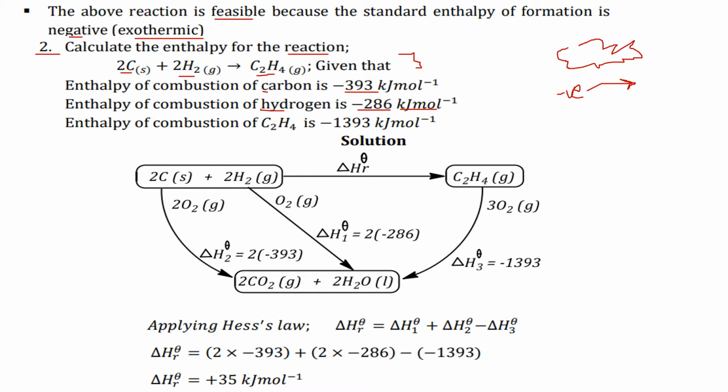And the enthalpy of combustion of ethene is going to be negative 1393 kilojoules per mole. So looking at the solution, first of all, we write our equation and we balance it properly. Luckily enough, we are given the equation. So 2 moles of carbon in its standard state, which is solid, reacts with 2 moles of hydrogen, still in its standard state, which is gas, to give us 1 mole of ethene in its standard state, which is a gas.